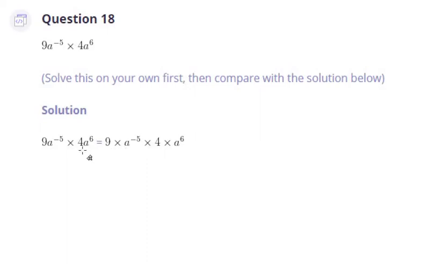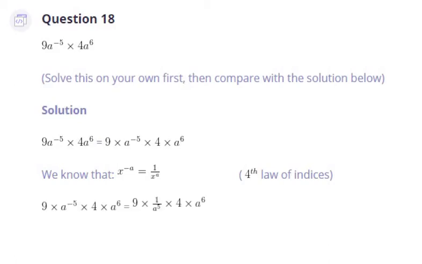The same thing, 4a raised to the power 6 becomes 4 times a raised to the power 6. So in solving this, we're going to apply the fourth law of indices, which says that x raised to the power minus a is equal to 1 divided by x raised to the power a. So the negative exponent becomes a positive exponent when it is divided by 1. So let's solve this.